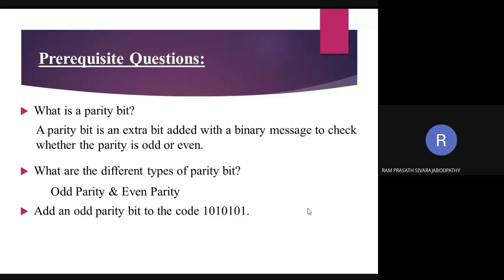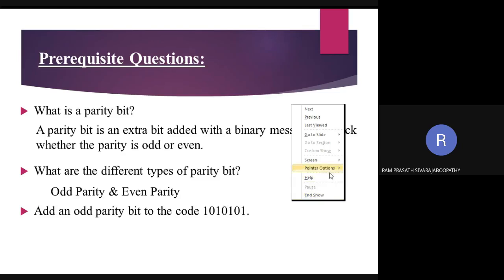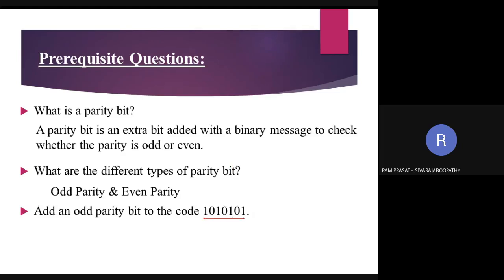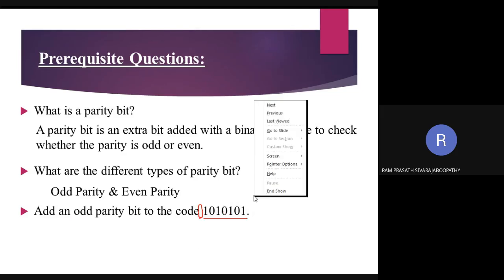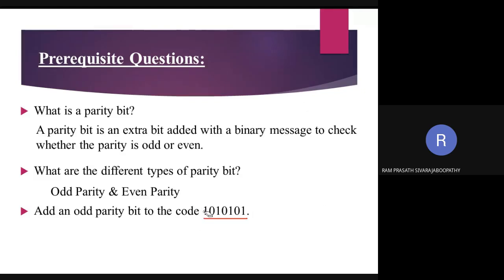Add an odd parity bit to the code 1010101. Consider this as the message. If I add a bit to this, it should be maintained as odd parity: 1 2 3 4. Now it is even parity. So what I have to do, I have to add 1 in the MSB. Very good. So this is my parity bit. Okay, and this is my message. This is the message or data bits. So this is the actual message. Okay, this one is the parity bit.